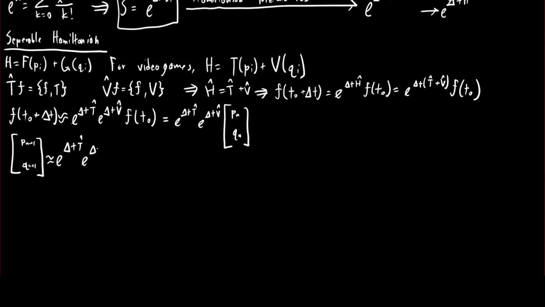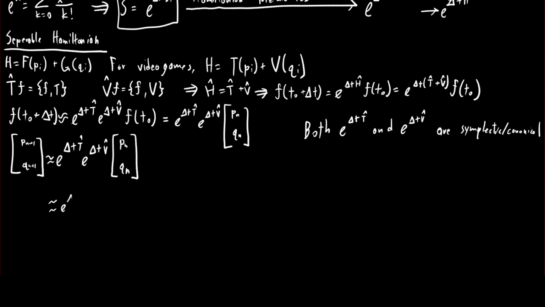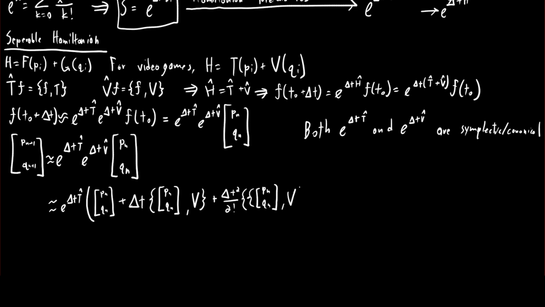To figure out the results of these operators, we need to convert everything back into Poisson brackets. To apply the potential energy operator to the position coordinates, we take the derivative of the potential energy with respect to the corresponding momentum coordinates. Since the potential energy doesn't depend on the momentum, all these partial derivatives go to 0, which means the position doesn't change after applying the potential energy operator.